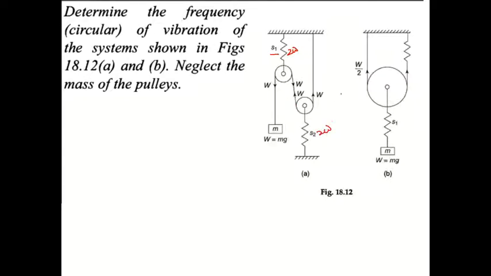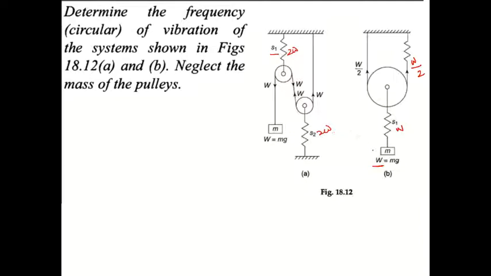But in case 2, look at the load value. This is the load value W. So in spring 1, the load value is W. But in spring 2, half the load is acting, W by 2. So these are the two cases we are going to see, case A and case B.